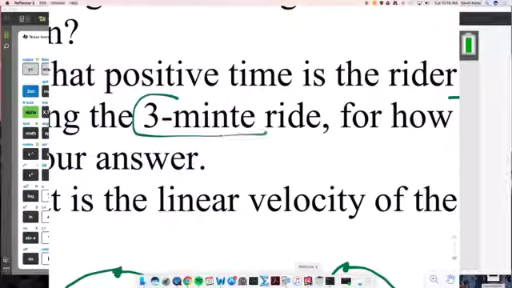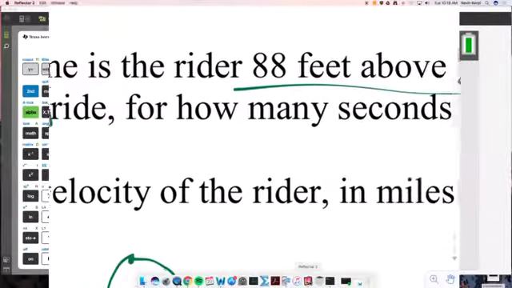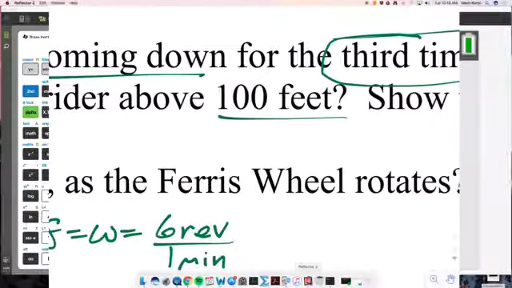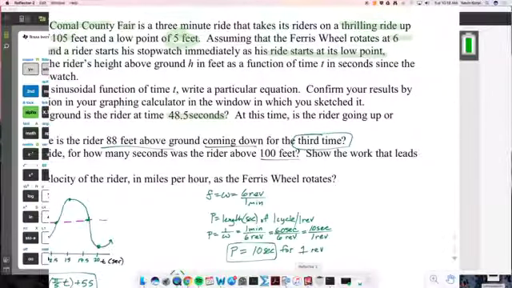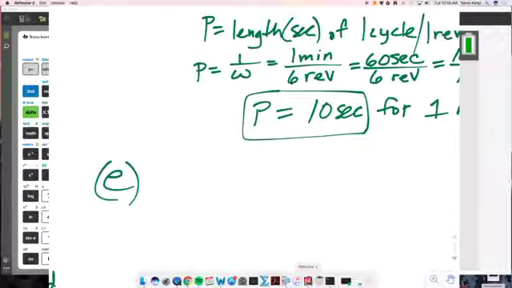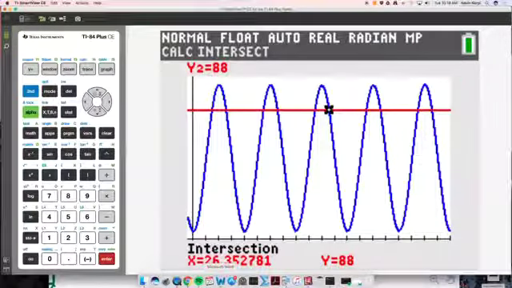During the 3 minty ride. Now, I don't know what 3 minty ride means. I don't know if he's eating a York peppermint patty while he's riding. But whatever. During the 3-minute minty ride, for how many seconds was the rider above 100 feet? Wow. Show the work that leads to your answer. Okay. For how many seconds over the entire trip was he above 100 feet?